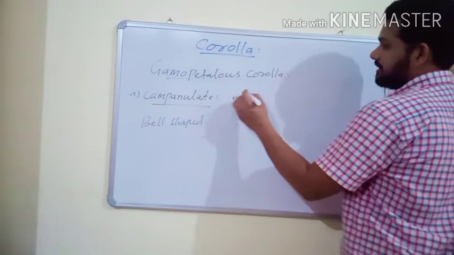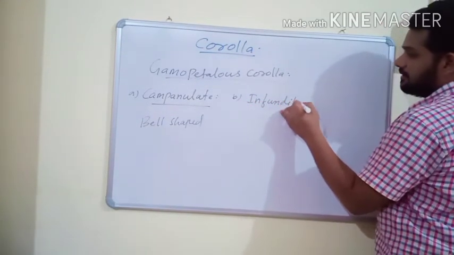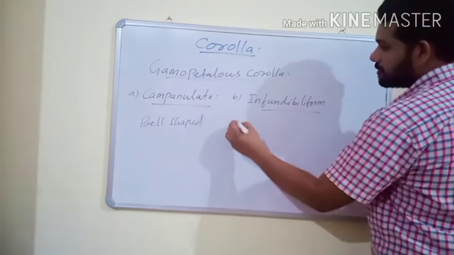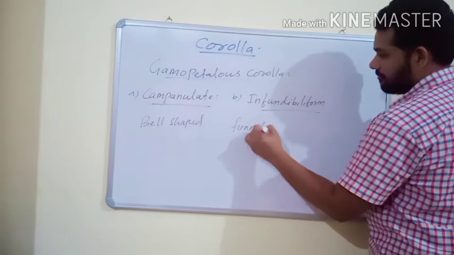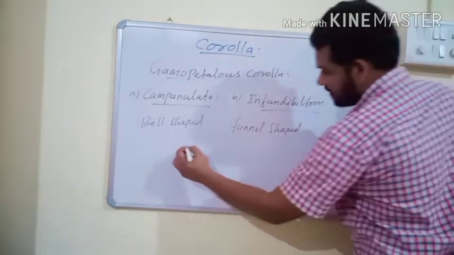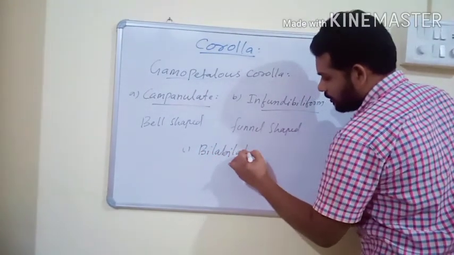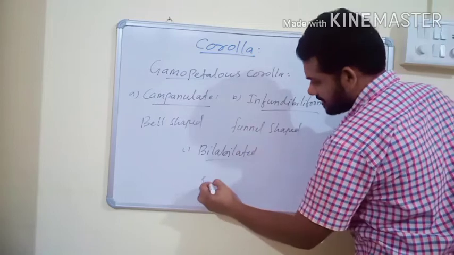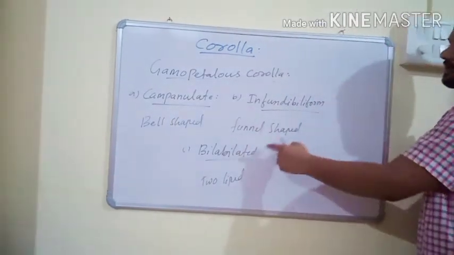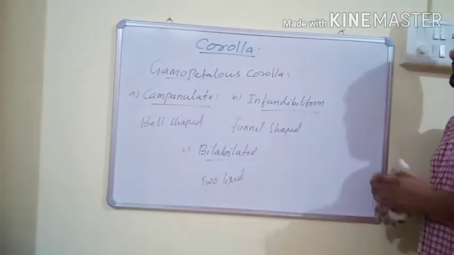And the second one is infundibuliform corolla. In this type, all the fused petals appear like a funnel, funnel shaped fused petals are present. And the last one is bilabiate. In bilabiate, all the petals are arranged like two lips. A two-lipped corolla is called bilabiate corolla, and these three are the different types of gamopetalous corolla.